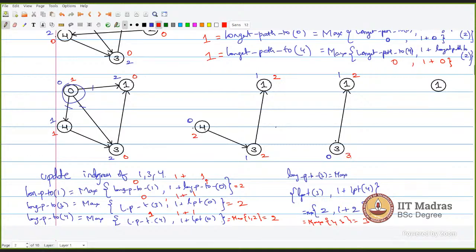Now what we have to do is remove vertex 3 and update the longest path of vertex 1 and the in-degree of vertex 1. We will get the longest path as 4, and this will be 0.